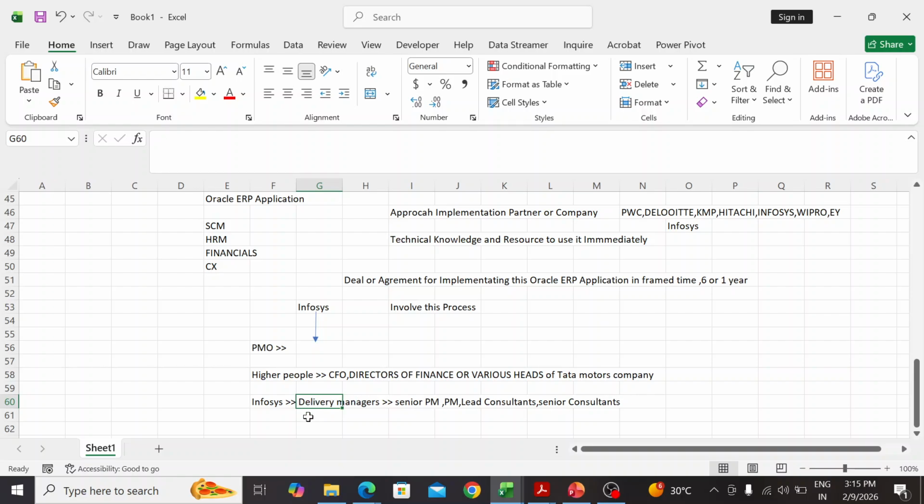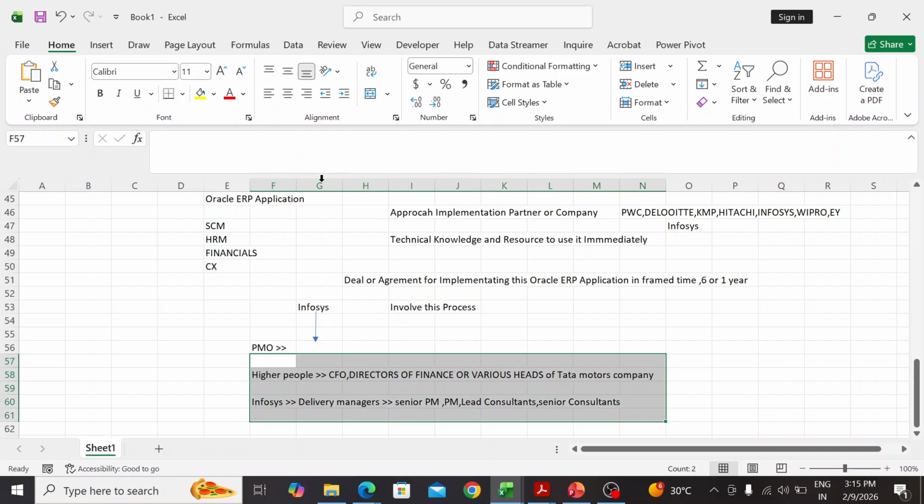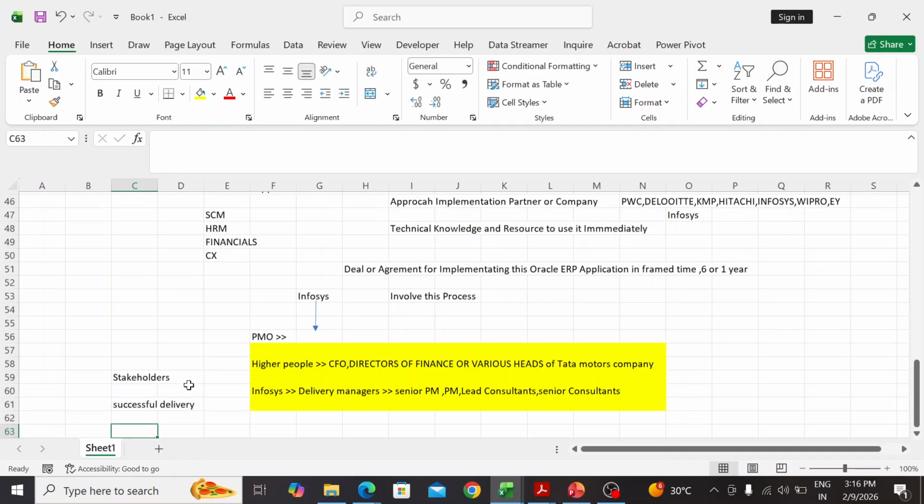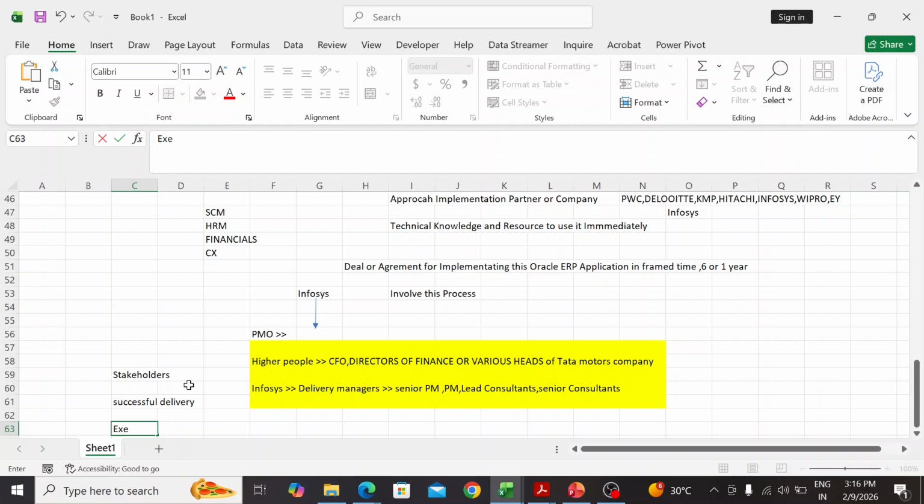It includes all the stakeholders, from both sides we will include the stakeholders. Stakeholders means they are the people responsible for successful delivery of this application execution. So the ultimate objective of constituting the PMO committee is successful delivery of the execution of this ERP application.